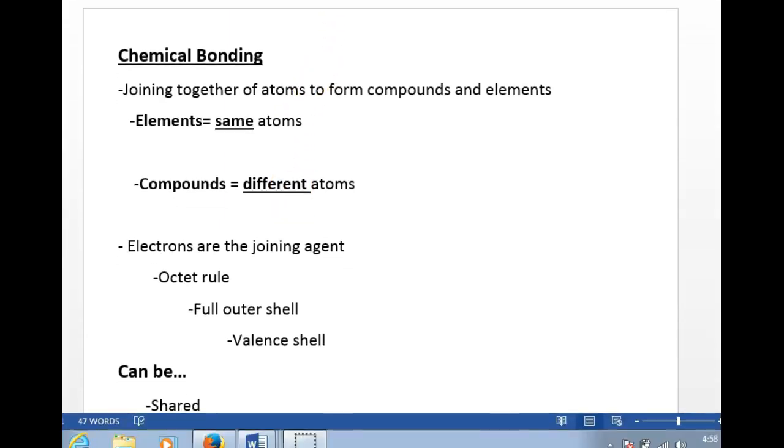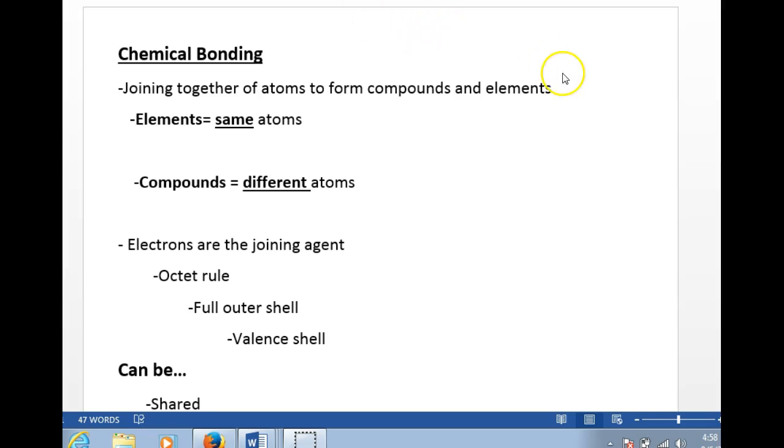So let me move this down a little bit. Okay, so chemical bonding is a joining together of atoms to form compounds and elements. So we've been looking at matter, and we know the basic part of matter is an atom. An atom is just a particle that has a nucleus and an electron cloud. And so chemical bonding, let's kind of add some things to this here.